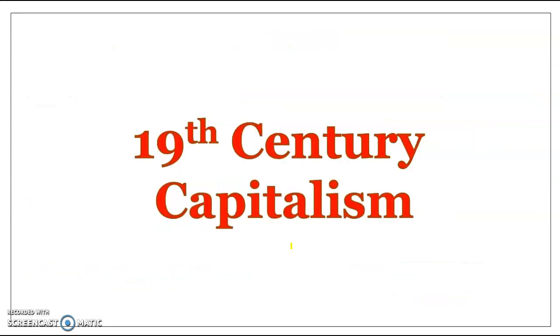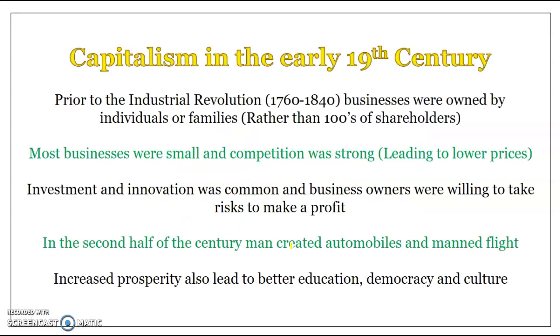So, just a bit of a recap on how capitalism has evolved, and we'll go through part of it in the first video and partly in the second video. So capitalism in the early 19th century, prior to the Industrial Revolution, there were just lots of little small businesses. There weren't any businesses that had shareholders or big companies. Most businesses were small. Investment and innovation, people tried to innovate, but it was very limited in terms of the money that they had. So it wasn't really until the second half of the 19th century that things really took off.